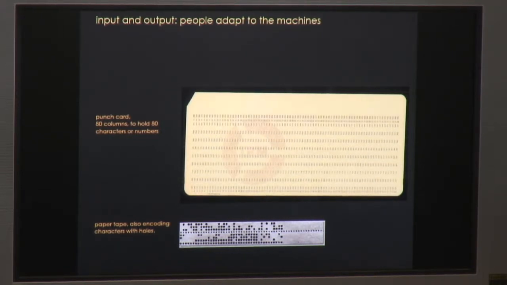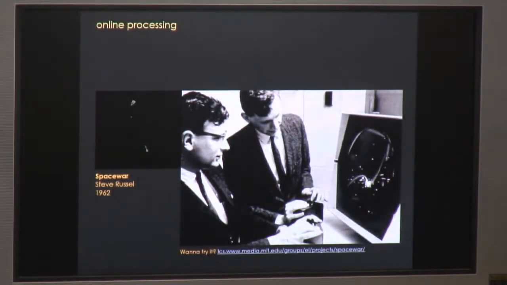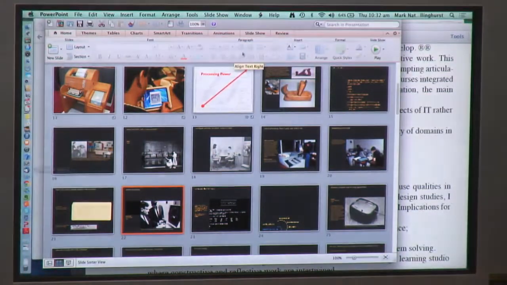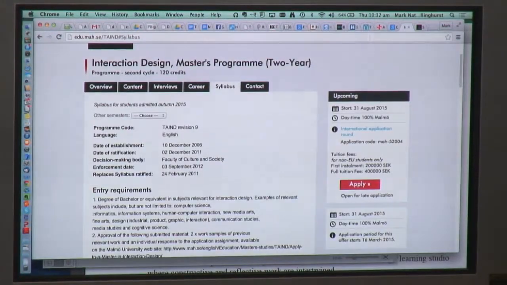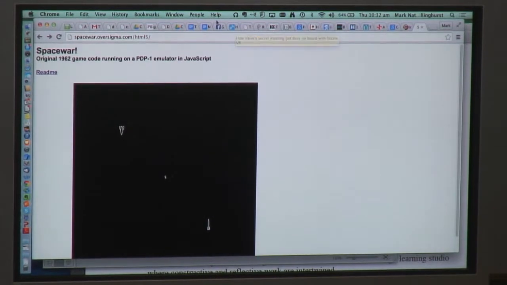One of the innovations that happened about the 60s was online processing. Here's an example of the very first computer game that was developed, called Space War. These two guys are sitting with an oscilloscope playing this game with joysticks. It was one of the first times that, instead of doing a batch process where you stuck a whole bunch of cards into the computer and came back 4 hours later for the output, the computer responded directly. And in fact, you can still play this game. I can show you a little demo. So here's a Space War website.